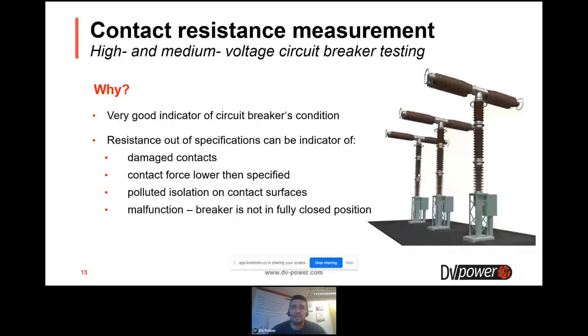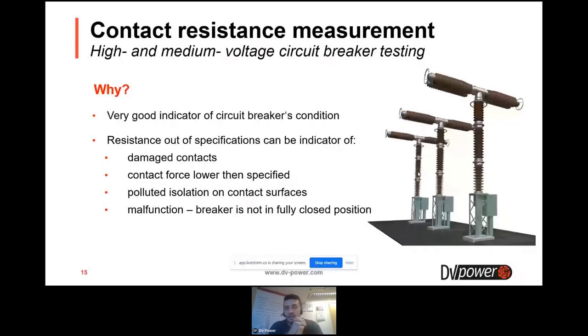Then of course, international standards IEC and IEEE named this test as one of the most important tests for circuit breaker testing. And this test is part of basically all types of testing of circuit breakers, including factory type testing and also routine testing.